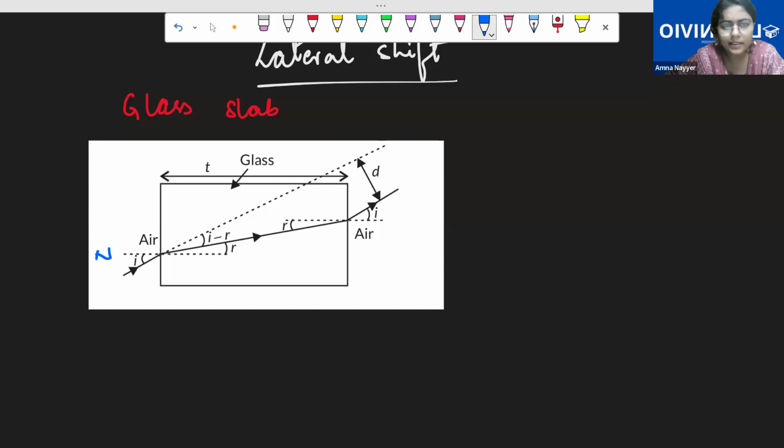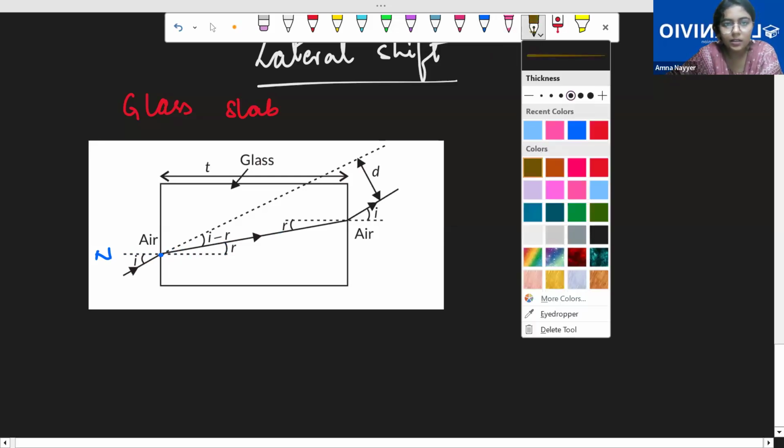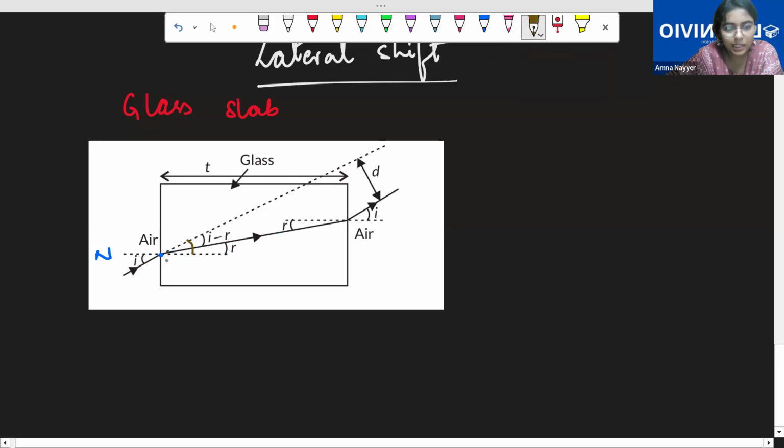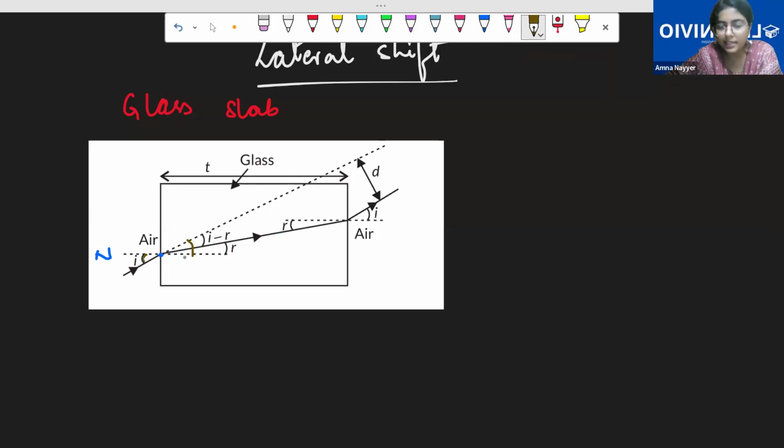So again, now this is an interface. This is the air-glass interface, so refraction will occur because the medium is different. So here the light ray bends, and since this is the normal, this becomes the angle of refraction. Now see, this is one line, this is another line. If you notice over here, this total and this one, they are vertically opposite angles.